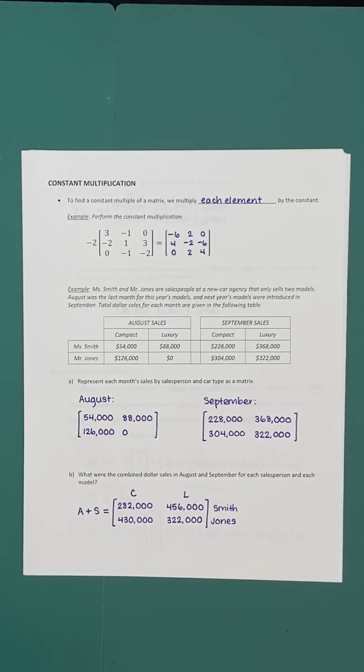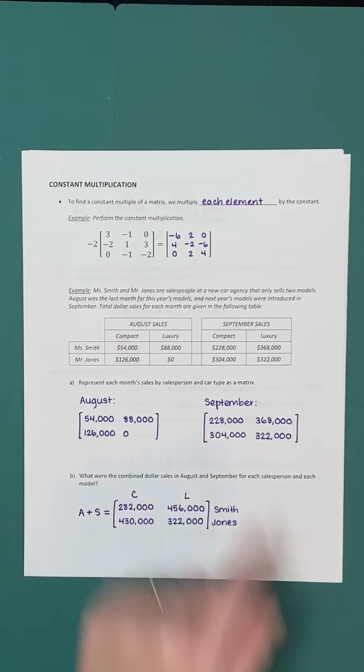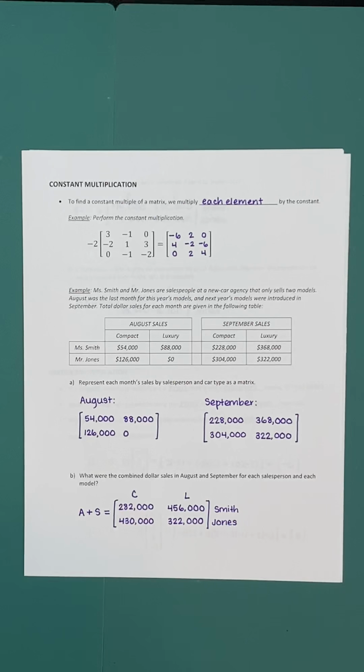So technically we don't have a matrix yet, but essentially we can think of it as a spreadsheet, a grid, and this could easily be translated into a matrix. So the first thing we want to do is represent each month's sales by salesperson and by car type as a matrix. Based on how this grid is already filled out for us, it makes sense for the rows to represent the salesperson and the columns to represent the type of car. And keep in mind, since we're talking about apples to apples, once we write one matrix, we want to make sure that we structure the other matrix the same way.